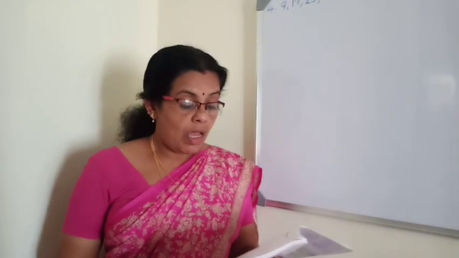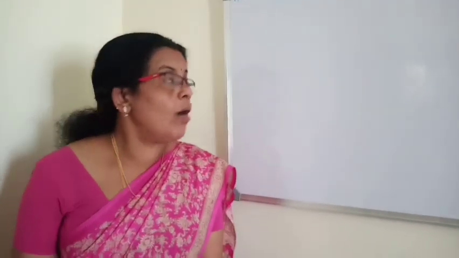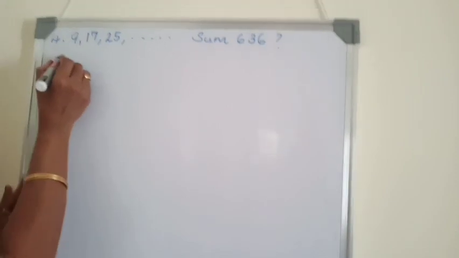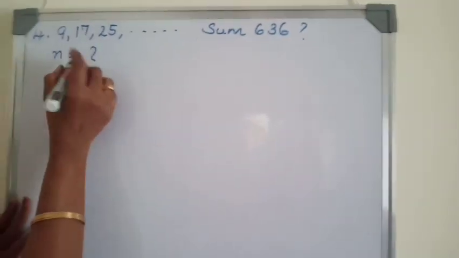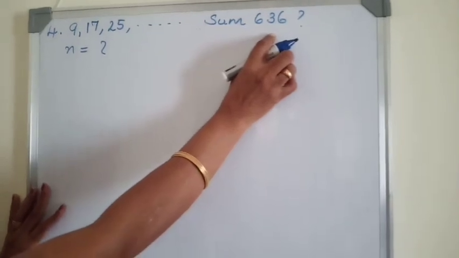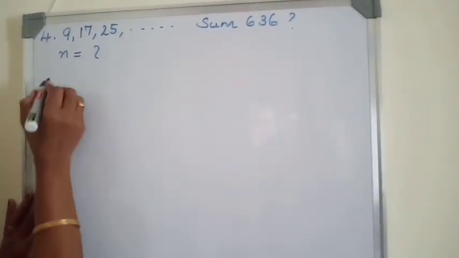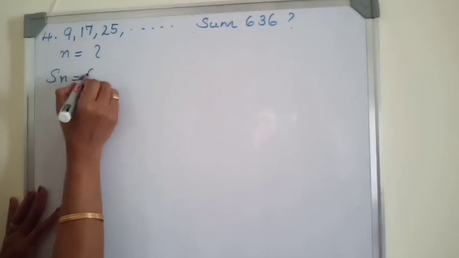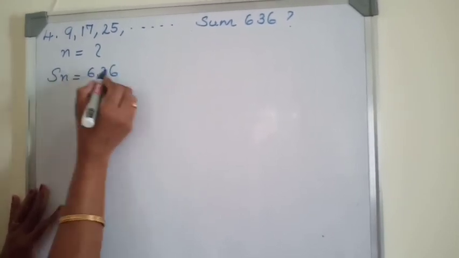Next, the fourth question is: how many terms of the AP 9, 17, 25, etc. must be taken to give a sum of 636? How many terms means we have to find out n. So how many terms in this AP will add up to give the sum 636. Sum is 636, Sn is 636. So n we have to find out.